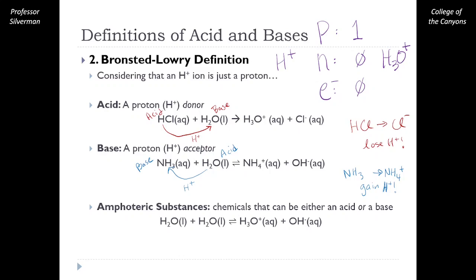You might have noticed that water was a base in our first example, and water is an acid in our second example. We call this amphoteric. It can be both an acid or a base, depending on the context, depending on what else is around it. Or it can even act as an acid and a base when reacting with another one of itself, as we see down in our third example.